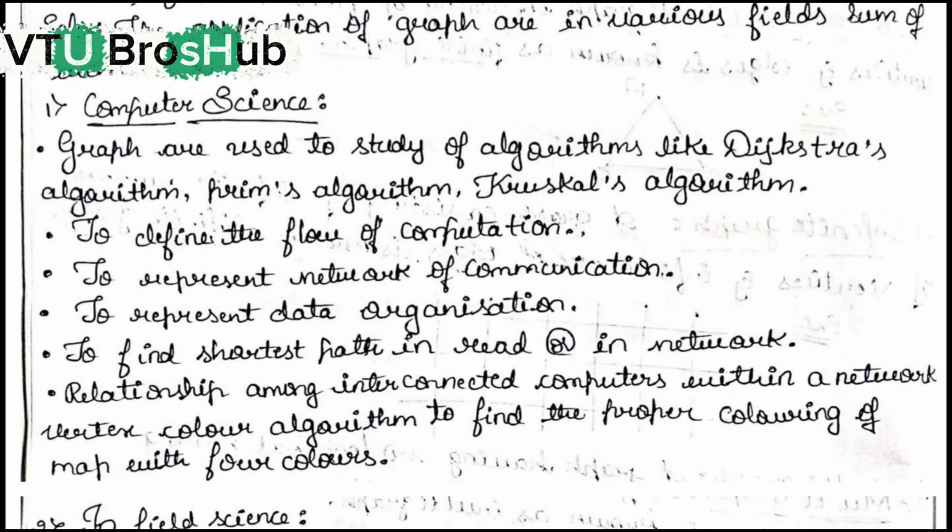In networking, web pages are vertices and hyperlinks are edges. In social media, people are vertices and connections are edges. Graphs help solve problems like finding shortest paths, detecting cycles, and memory optimization.